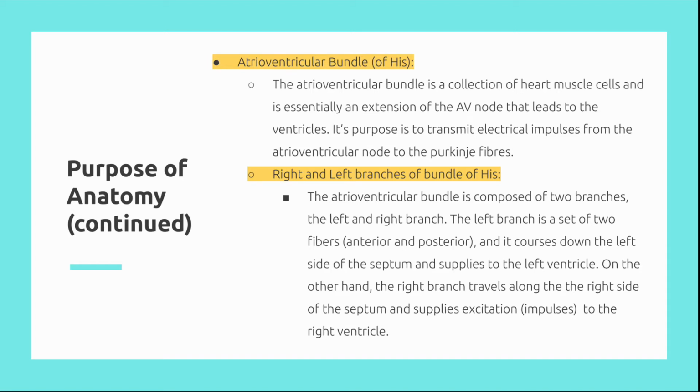The atrioventricular bundle is composed of two branches, the right and left branch. The left branch is a set of two fibers, anterior and posterior, and it courses down the left side of the septum and supplies the left ventricle. On the other hand, the right branch travels along the right side of the septum and supplies excitation impulses to the right ventricle.